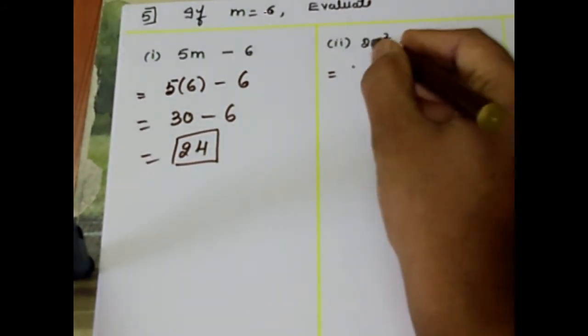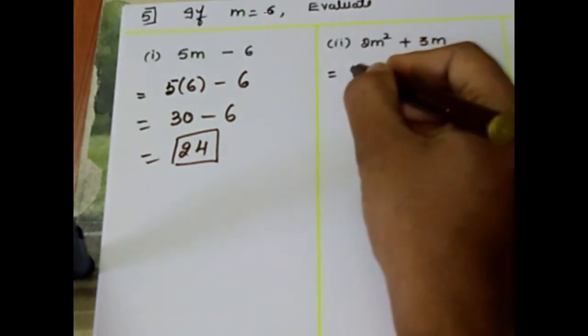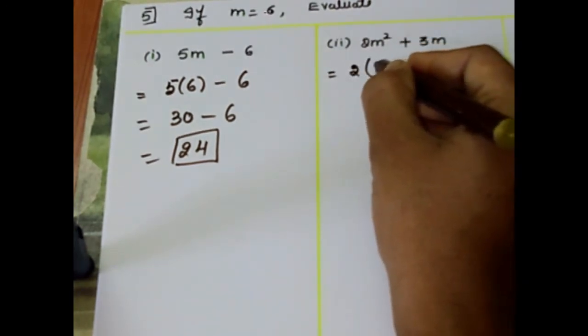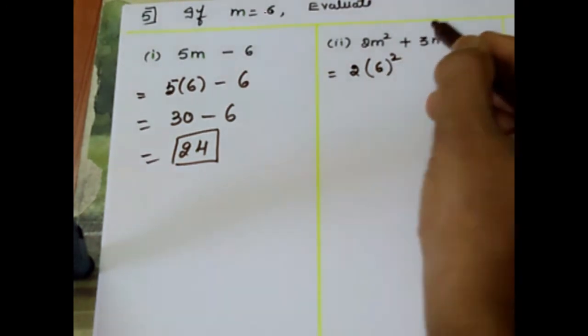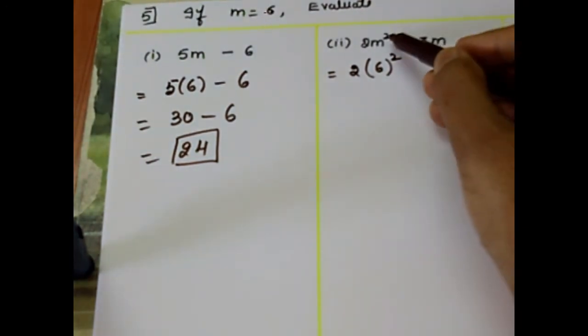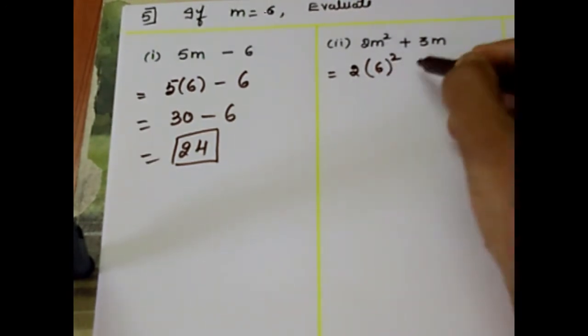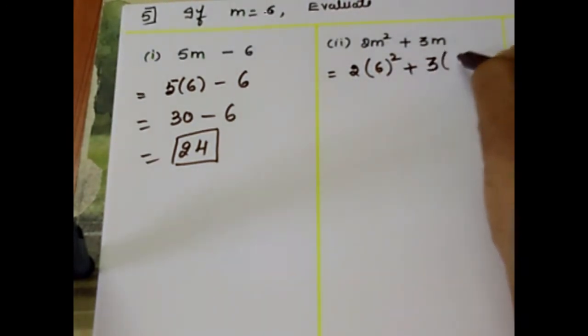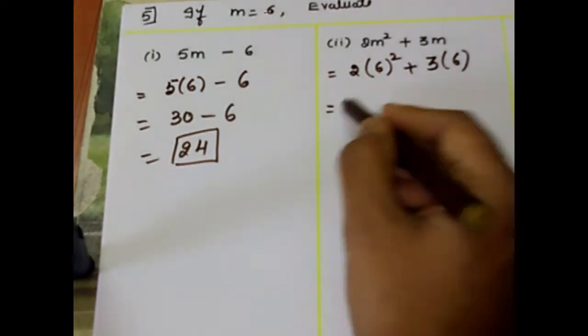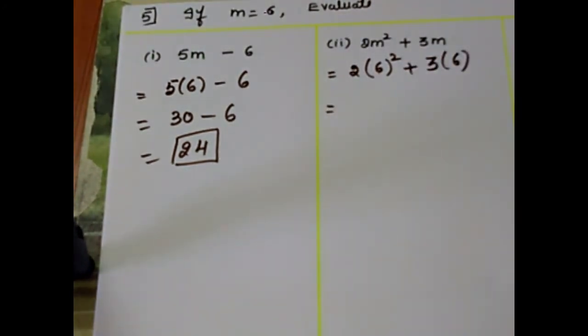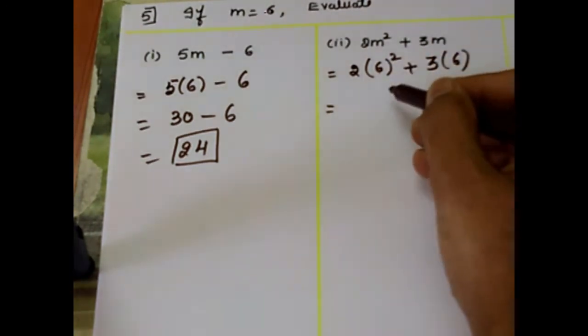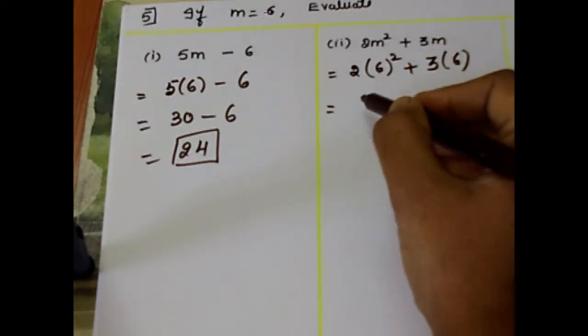Next, 2m square plus 3m. 2m square, that is 2 into 6 square. See how I am writing? The square is applied for m. So in the m place 6 means again the bracket should be only for 6 and square should be only for 6. So look at the method of writing, which is very important, because calculations are with simple numbers, but the method of writing matters. Now what to do? 2m square. Can I simplify it in a single step? You can do it, but let's not do it so directly.